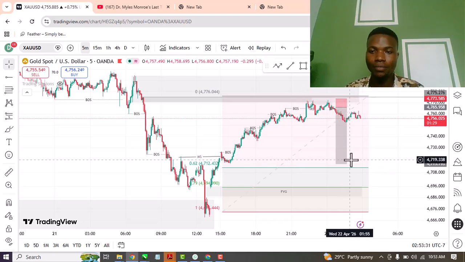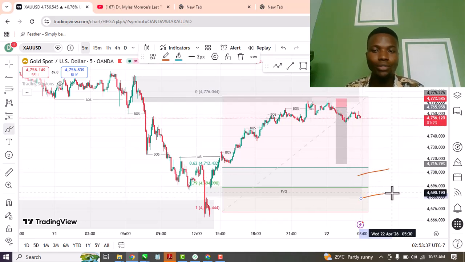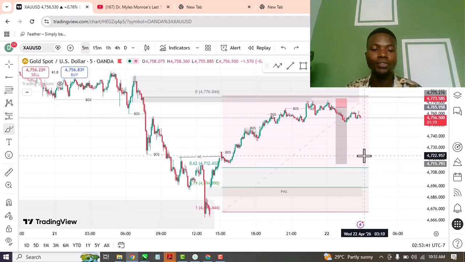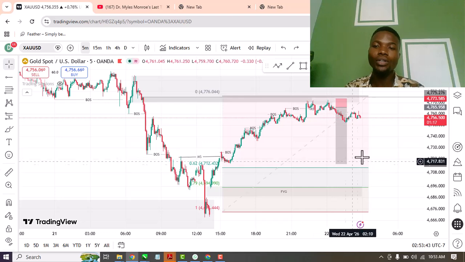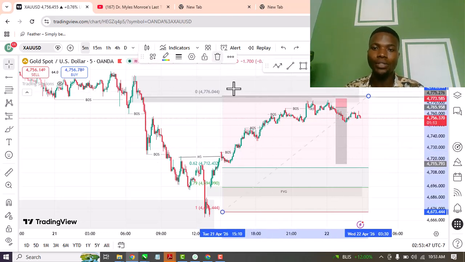I don't know yet whether price may keep coming down here or come down here. But one thing is that I'm going to look out for my confirmation before I take the buy trade. But currently I am on a sell trade.